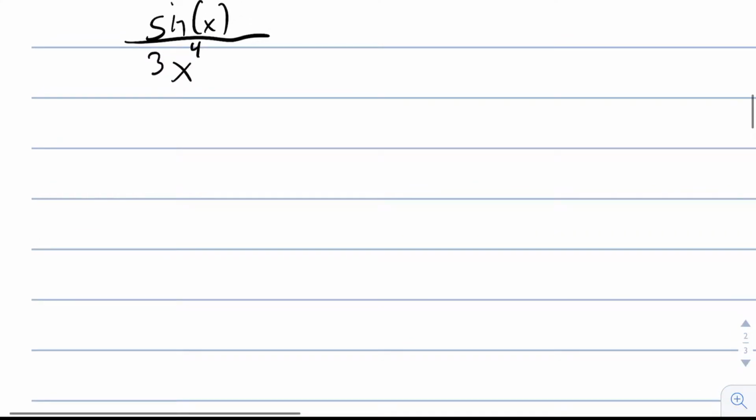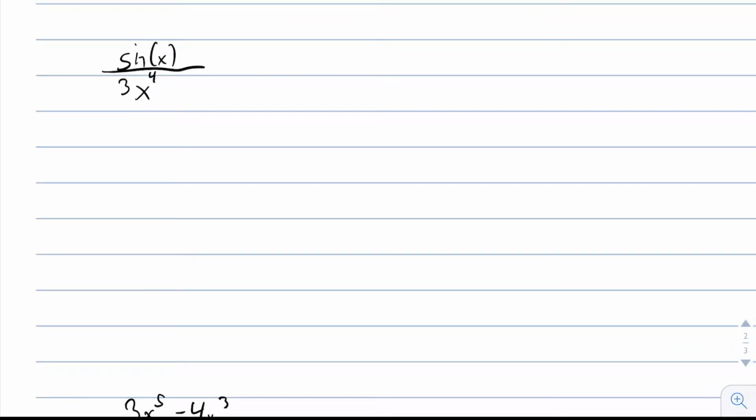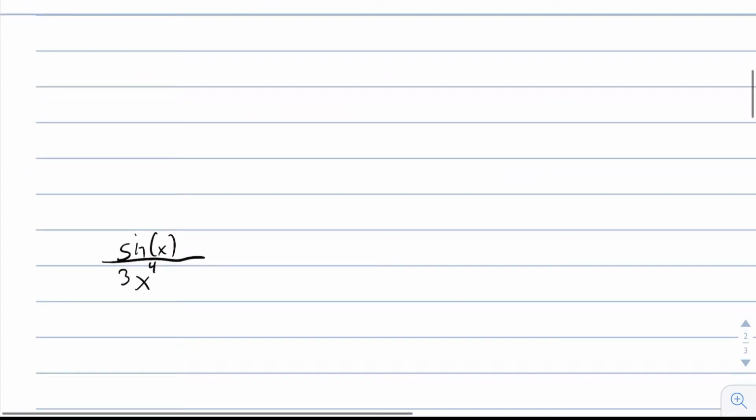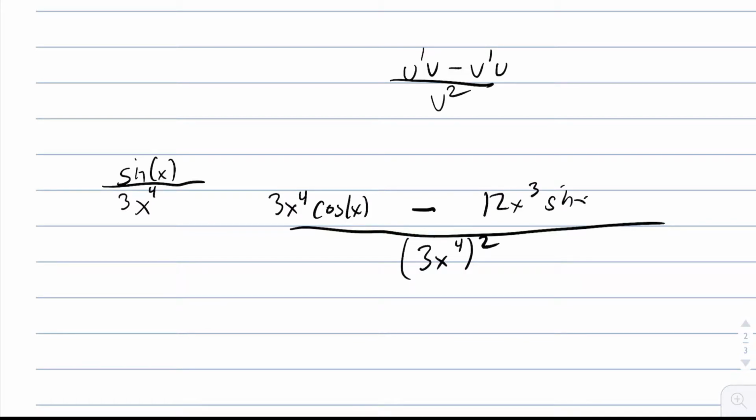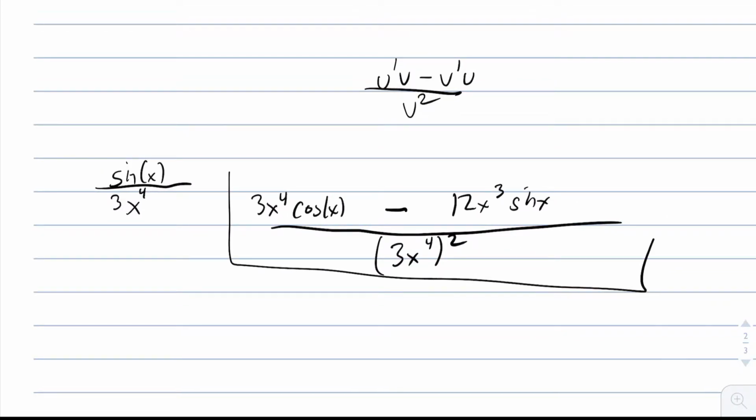Now we got sine of x over 3x to the fourth. Well, I'm just going to write that down again. All right, so we know that the denominator is going to be 3x to the fourth squared. And now we just take the derivative at the top, so that's just cosine x times v, 3x to the fourth, minus, all right, derivative of that thing, that's just 12x to the third, times sine x. And that's it right there.